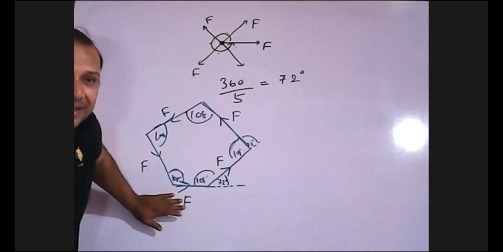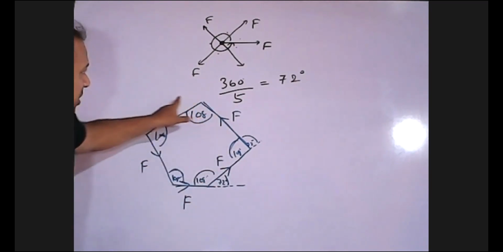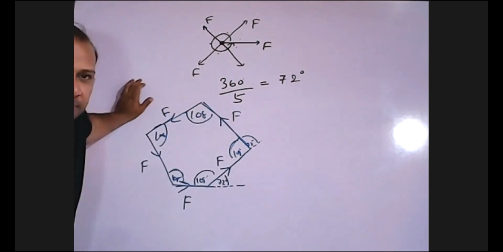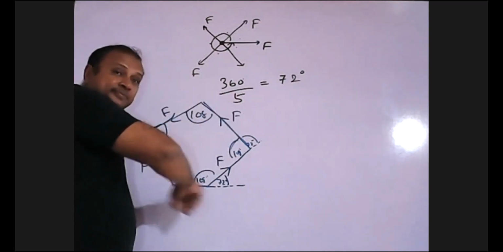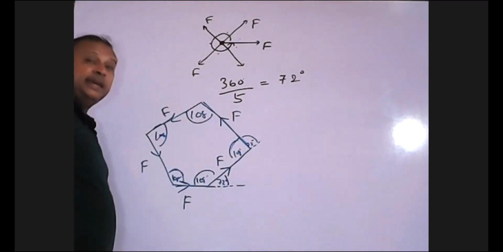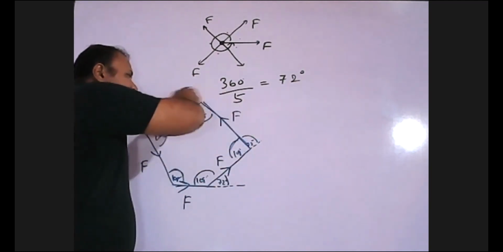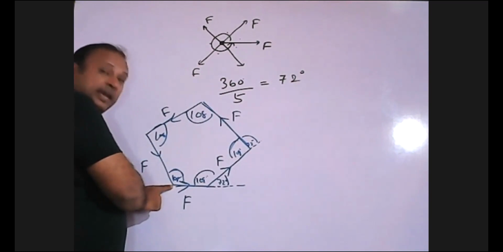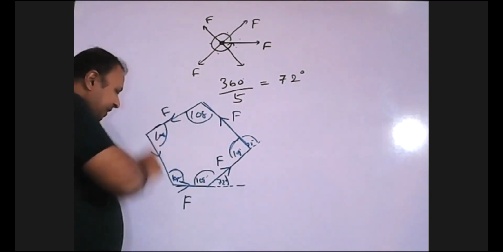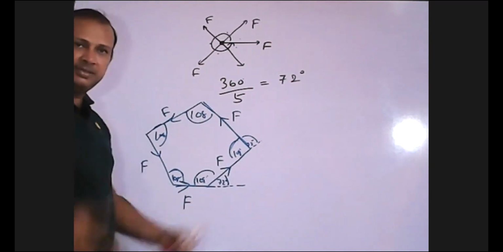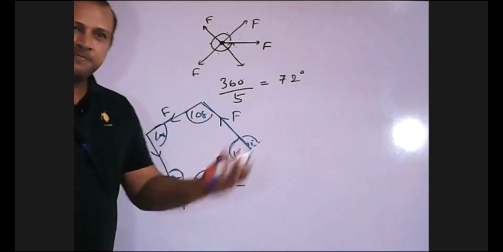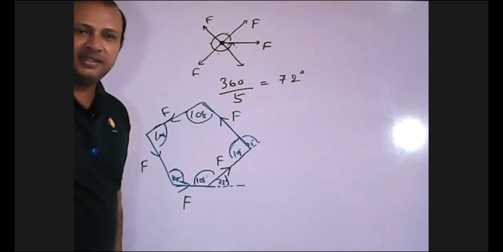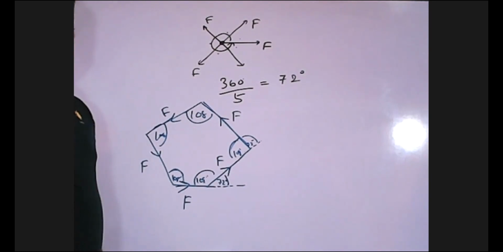Therefore, it is very clear all the forces are in the same direction, which means in order. All the forces are in order, and they start from here and end here. That means this is a closed loop. So the resultant is 0. The resultant is 0. Did you get my point?